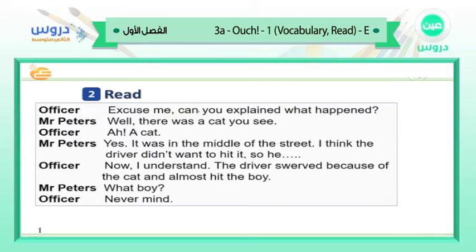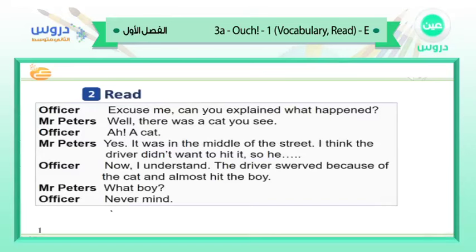Excuse me, can you explain what happened? Well, there was a cat, you see. Ah, a cat. Yes. It was in the middle of the street. I think the driver didn't want to hit it, so he... Now I understand. The driver swerved because of the cat and almost hit the boy. What boy? Never mind.